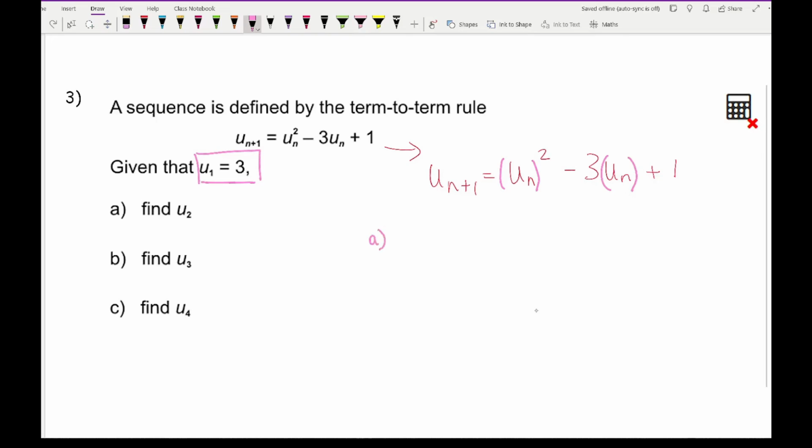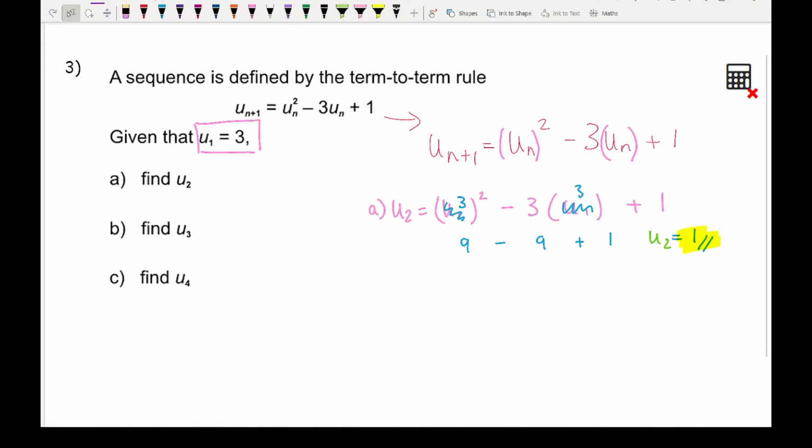So for part A, to work out U2, that's going to be U1 squared minus 3 lots of U1 plus 1. Now I know that U1 equals 3, so I can rub that out and swap that with a 3, rub that out and swap that with a 3, so that then becomes 9 minus 9 plus 1, which equals 1.